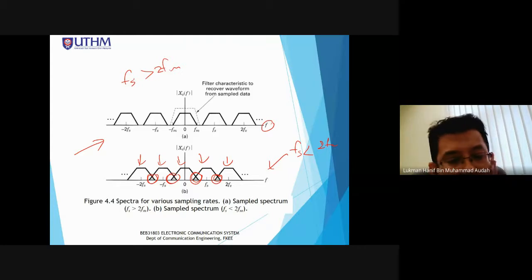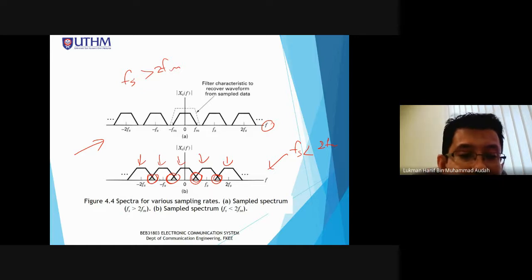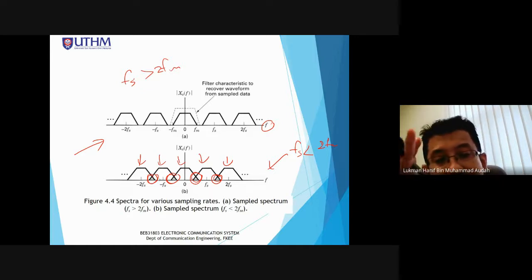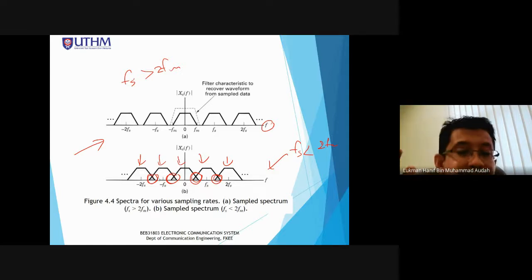So this will cause a problem at the receiver. Kalau ini berlaku, maka receiver mengalami kesukaran untuk membezakan antara adjacent symbol, sampel yang bersebelahan. So akibatnya hasilnya tidak baiklah, dia punya kualiti menjadi teruk. Okay.